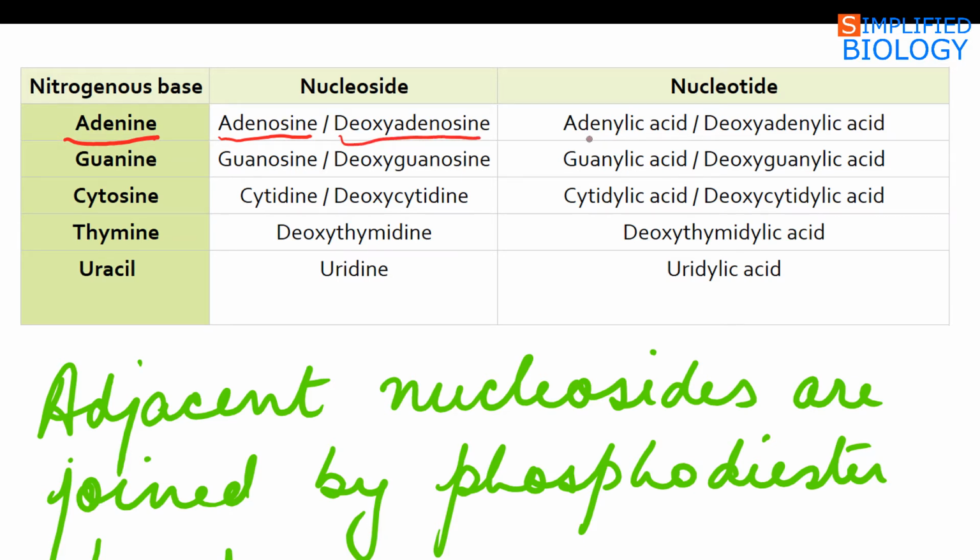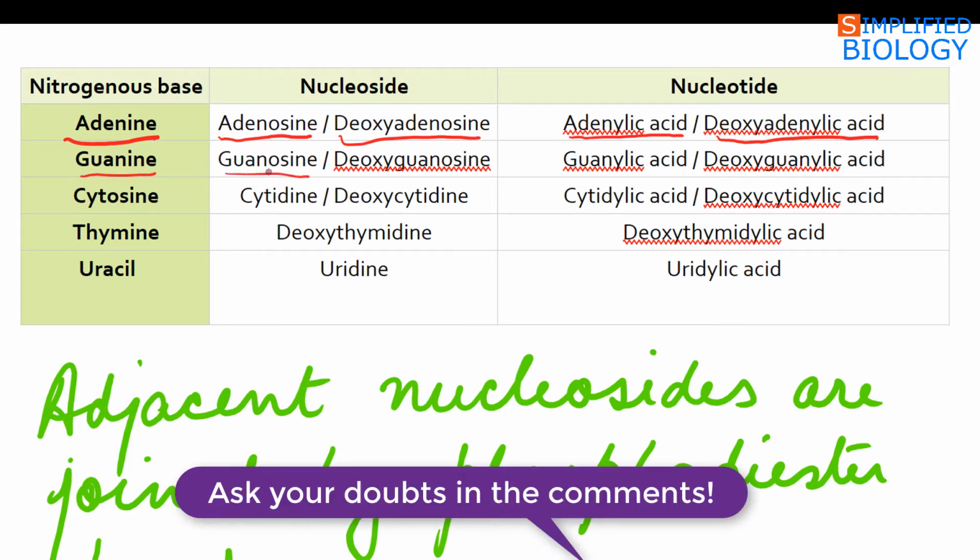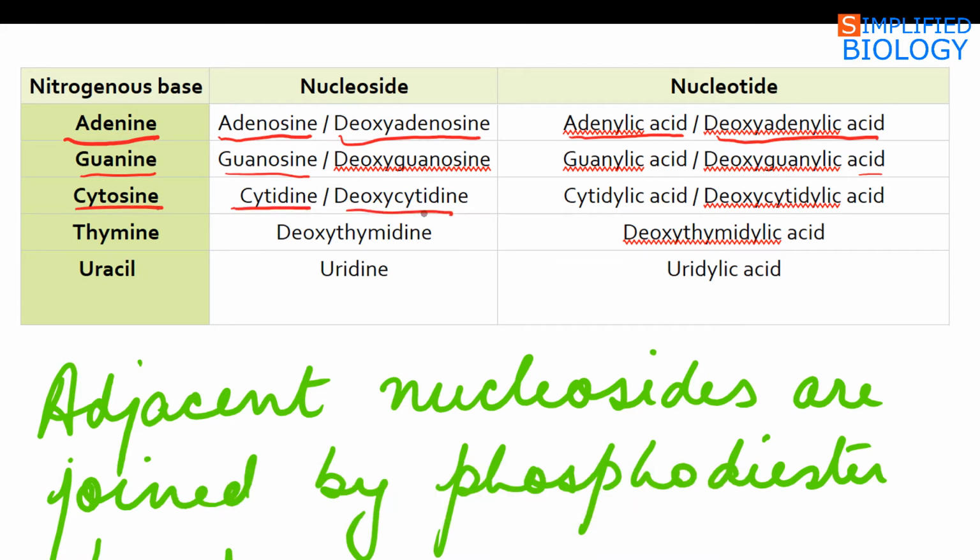And its nucleotide is named as adenylic acid in case of the RNA and deoxyadenylic acid in case of DNA. Or you can also refer to them as AMP, adenosine monophosphate. Similarly, guanine is referred to as guanosine or deoxyguanosine. Its nucleotide, guanylic acid or deoxyguanylic acid. Cytosine referred as cytidine or deoxycytidine. Its nucleotide, cytidylic acid or deoxycytidylic acid.